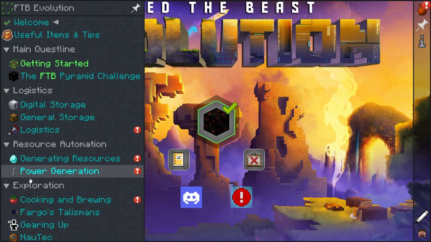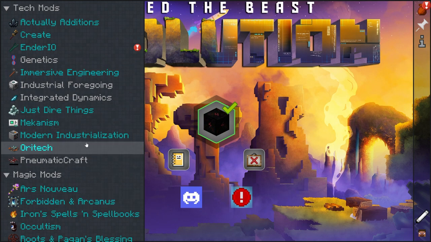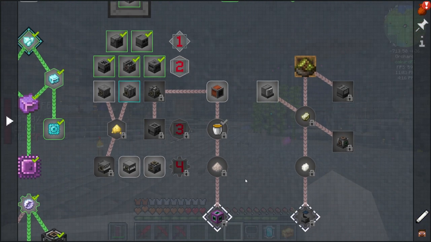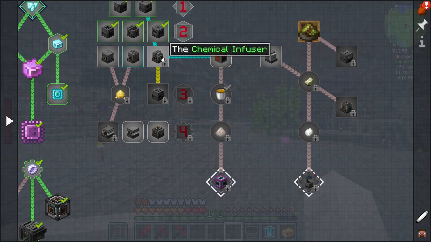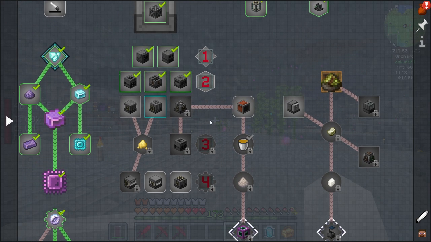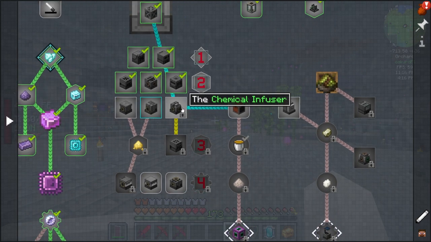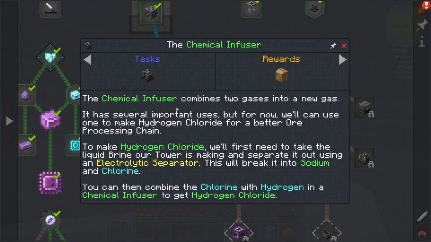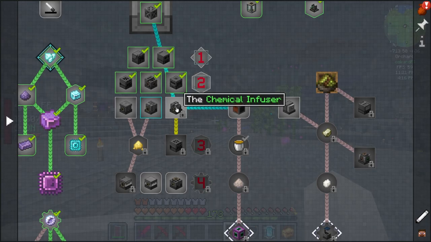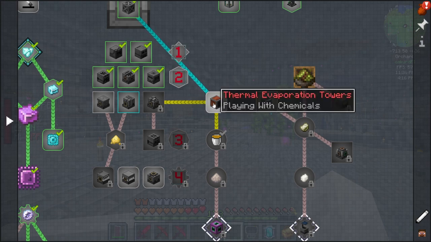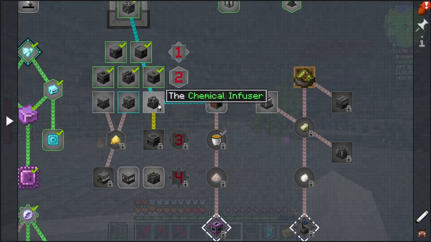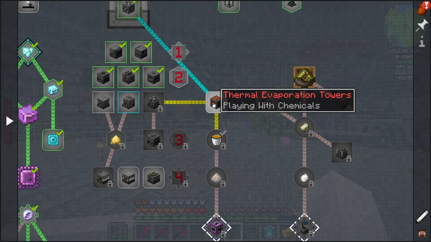We need to go deeper in the mechanism. Where is our... There it is. And join in this production line. I have no idea, do I need to actually make this chemical infuser? Why this is locked is my question. No idea. Actually, we don't need. Oh, I see. This is going this way, and yeah, this is locked because this isn't opened.